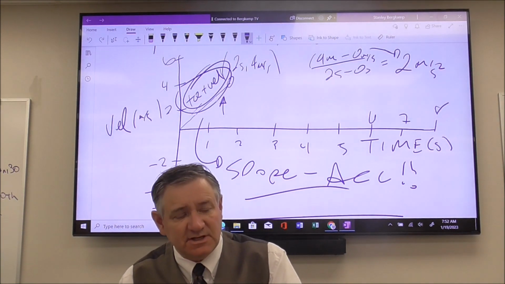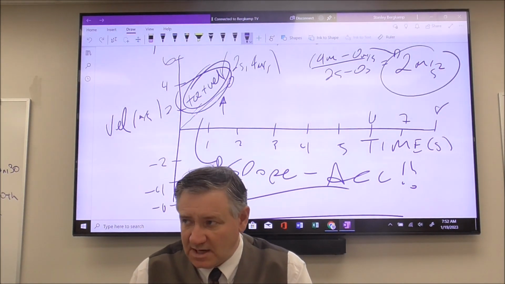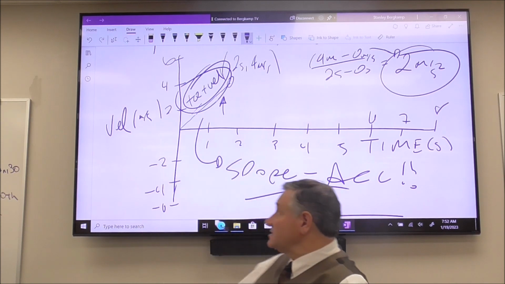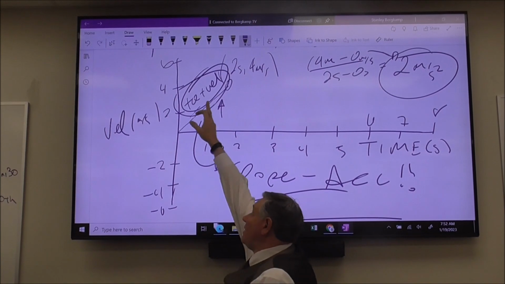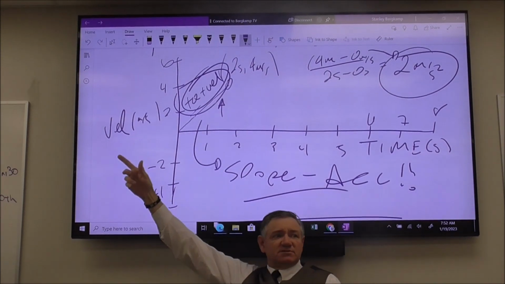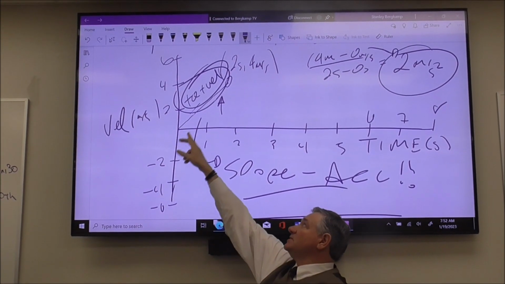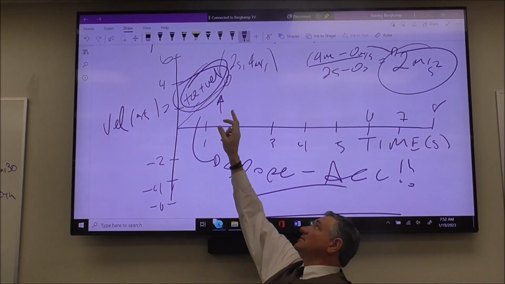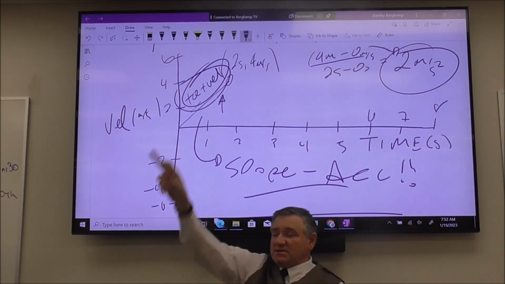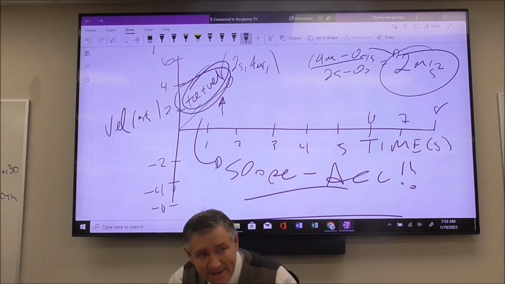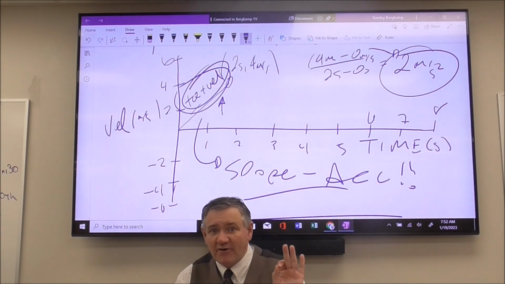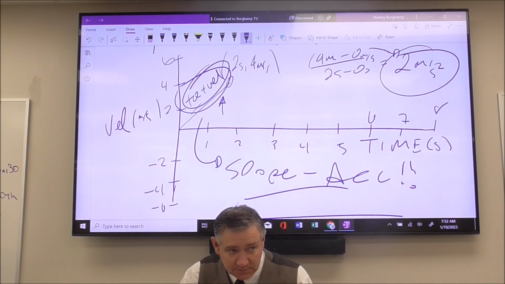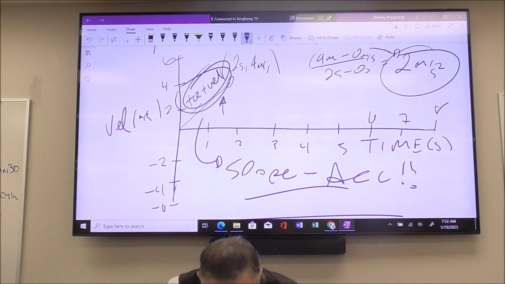Okay, acceleration is just the rate at which your velocity changes. So all this number means is that for every second that goes by, my velocity increases 2 meters per second. So I went from 0 to 2, and then a second later I went from 2 to 4. So acceleration is just the rate at which your velocity changes. It is not how fast you are going. Okay? Get that out of your minds right now.